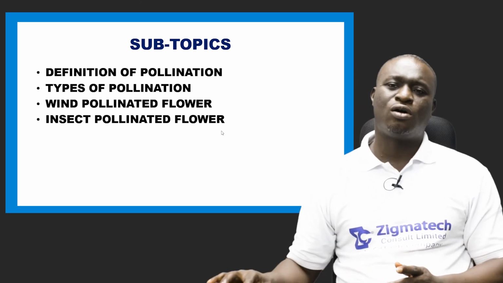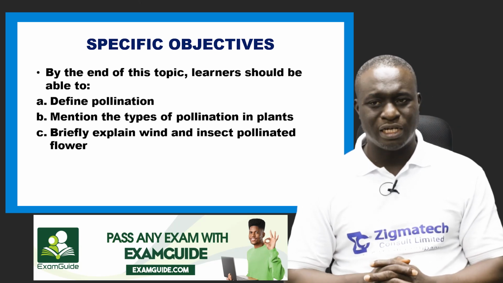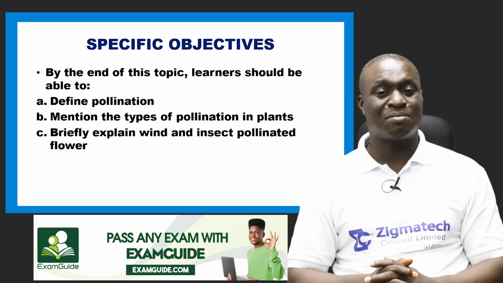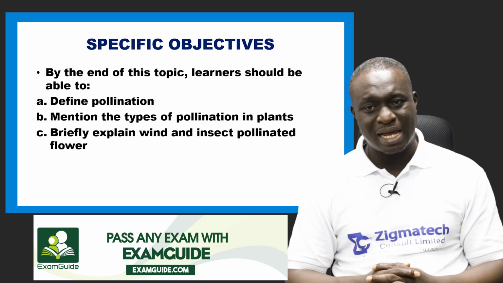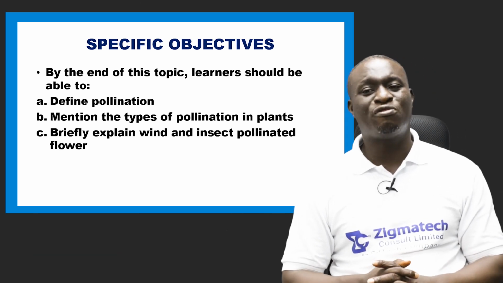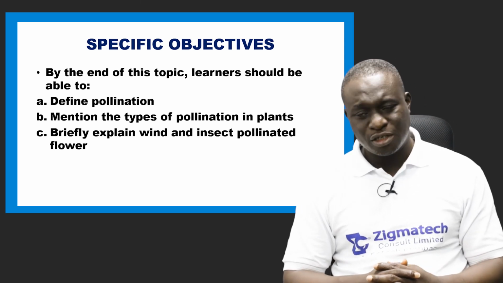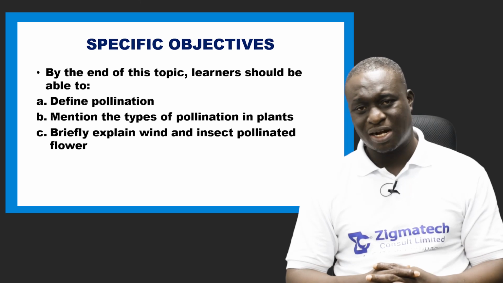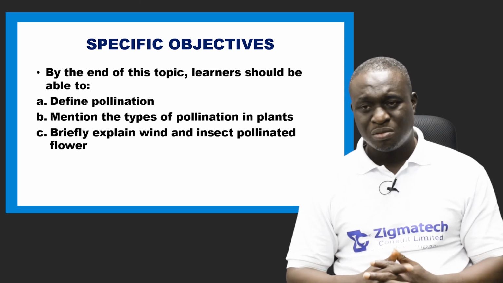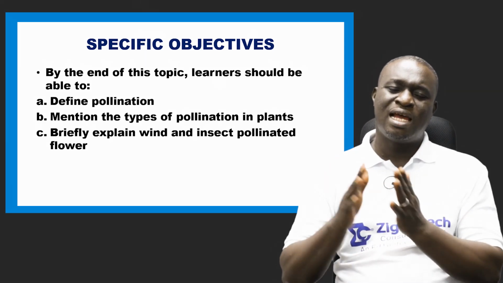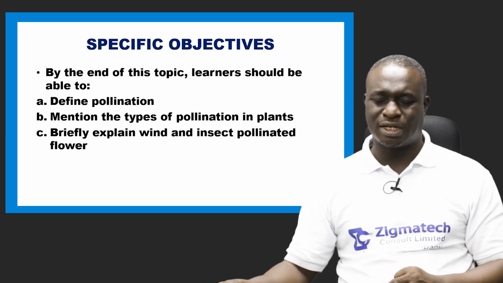And also by the end of this particular class, you should be able to define pollination. You should also be able to mention and explain the types of pollination in flowering plants. And then you should be able to briefly explain the process of wind and insect pollination, and the characteristics of the flowers. And also you should be able to tell the difference between wind-pollinated flowers and insect-pollinated flowers, strictly based on their characteristics.